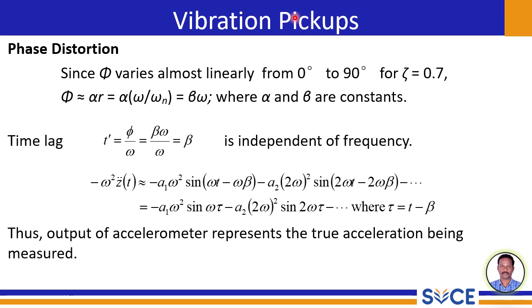If the phase shift phi is approximately equal to beta omega, then the time lag t dash for each frequency component will be phi by omega, equal to beta omega by omega. Since phi equals beta omega, you can substitute, and omega will get cancelled. We will get time lag equal to beta, which is independent of frequency. If each frequency component experiences the same time delay, that is t equal to beta, then the output of the accelerometer will be this one.